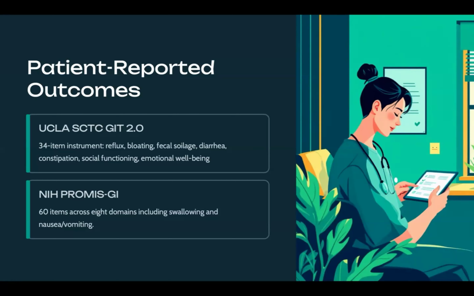And there is a larger 60-item one, the NIH PROMIS score. So that can also be used. Both of them are patient-reported and self-reported, so you just have to give the patient the proforma to fill.